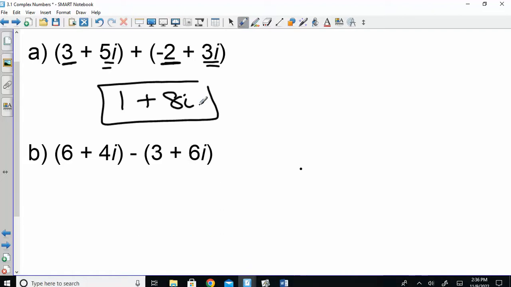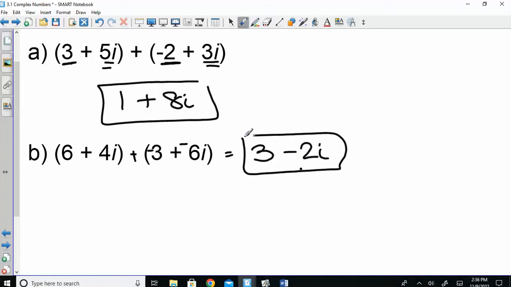So the next one. What do we have to do? You would have to distribute the negative. And then 6 plus negative 3 is 3. 4i minus 6i is negative 2i. So we get 3 minus 2i. Do we need another adding and subtracting example? No. And we could do it with more than 2. You just continue to add like terms.